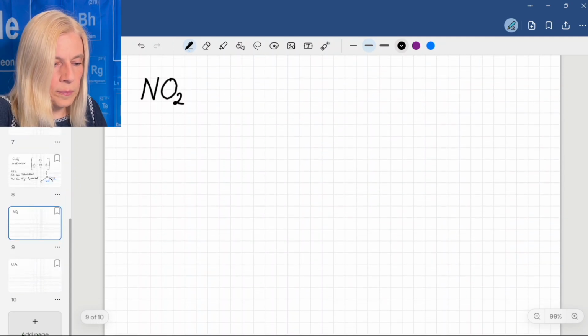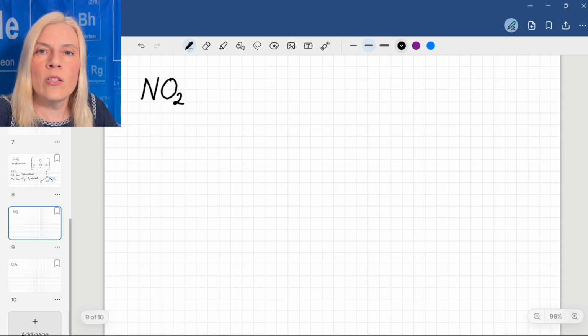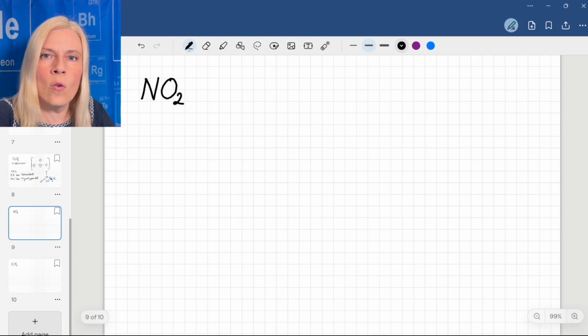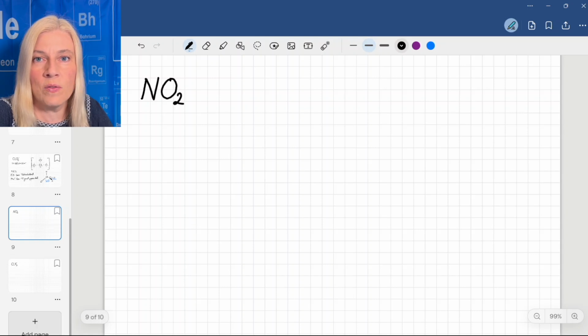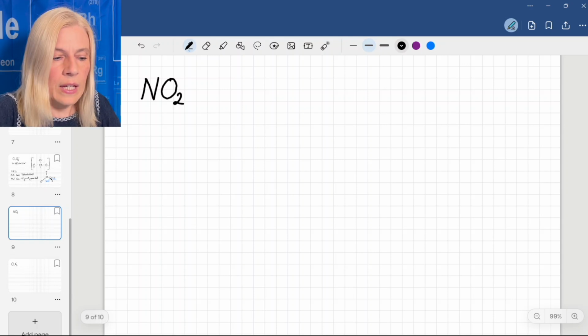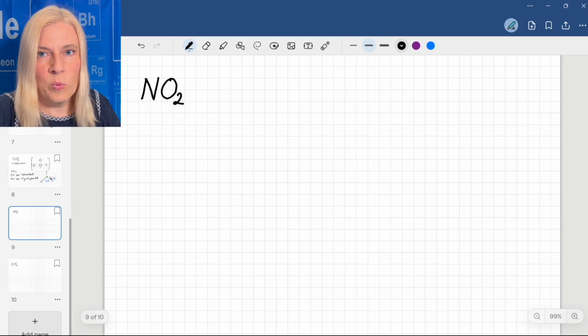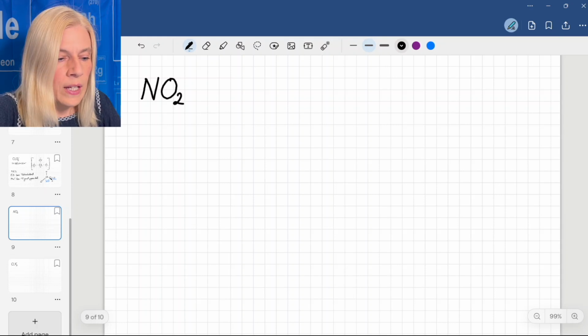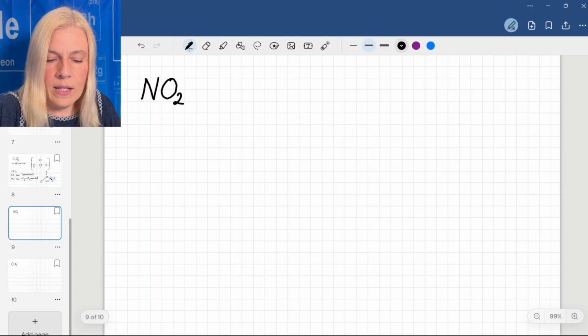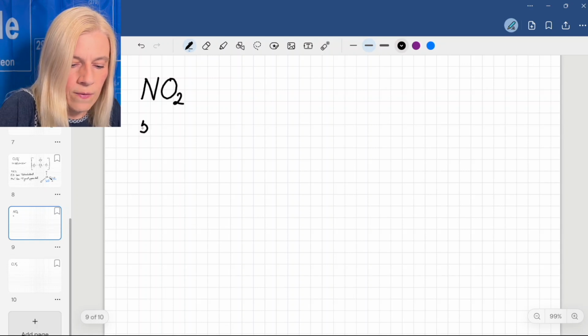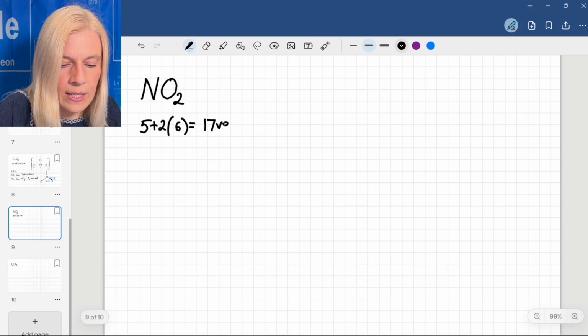All right, let's go here. Here's a little bit harder. NO2, nitrogen dioxide. Notice there is no charge on this. So many people really want to put a charge here. Don't put a charge if there isn't. This is nitrogen dioxide. It's a poisonous yellow gas. Sometimes it's emitted from our cars. Not a nice gas to breathe in. It's actually fatal. All right, let's do this. So we have 5 valence electrons plus 2 times 6. We have 17 valence electrons.